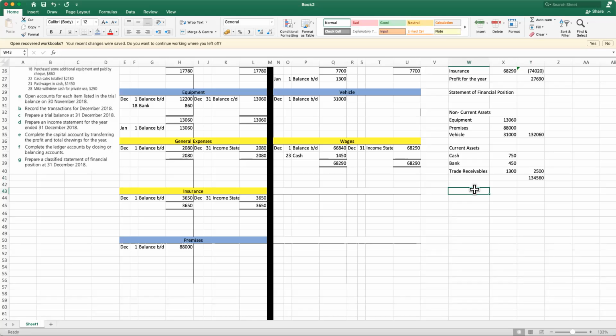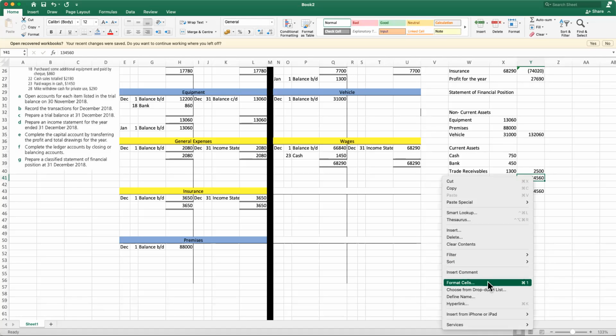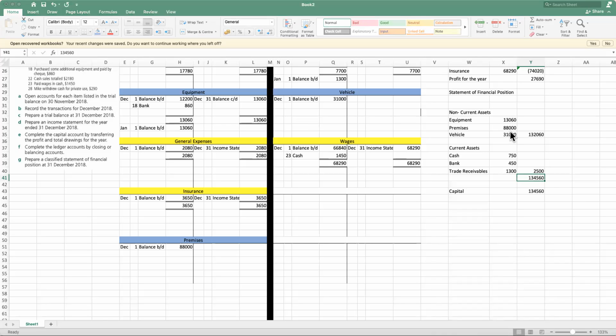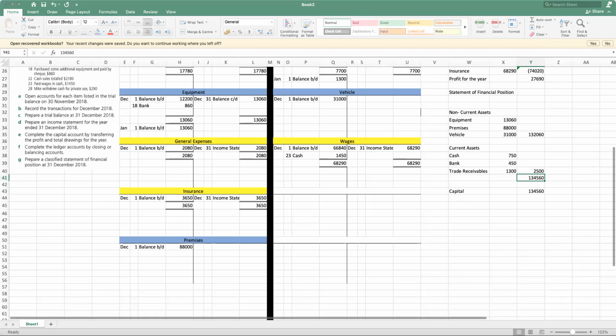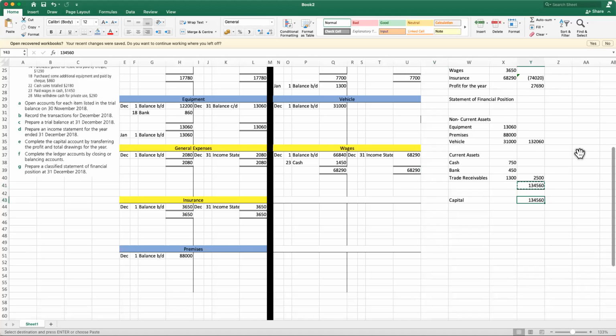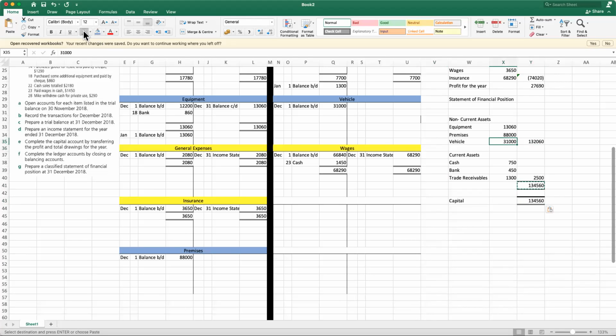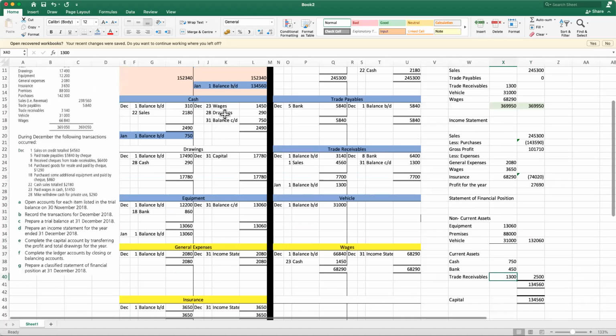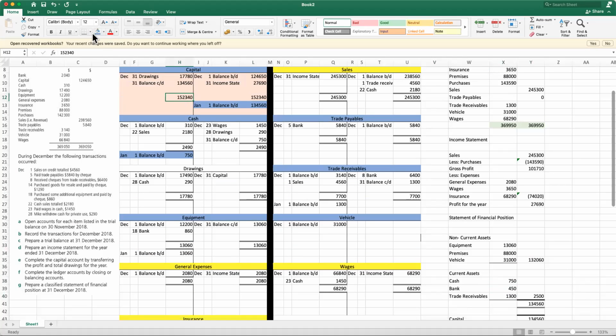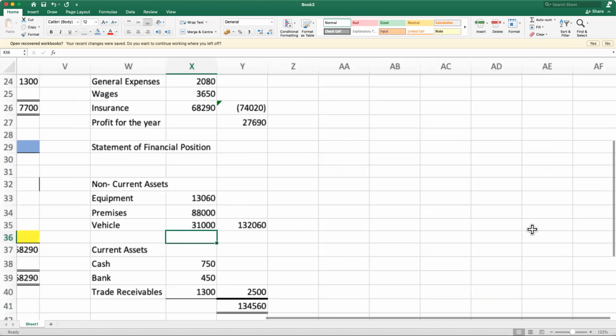Then I need to check my capital, which is the same. When these two are the same, see, they are the same amount, it means that I've completed and I've done my statement of financial position properly. You can see this amount and this amount. When they are the same, it means that everything is good. Just draw lines here just in case. So once you're done here, this is your classified statement of financial position.